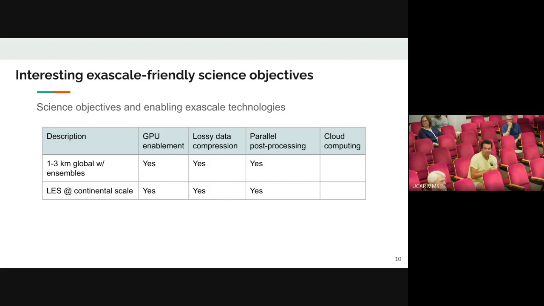I'll respond first. Yes, go ahead, go for it.